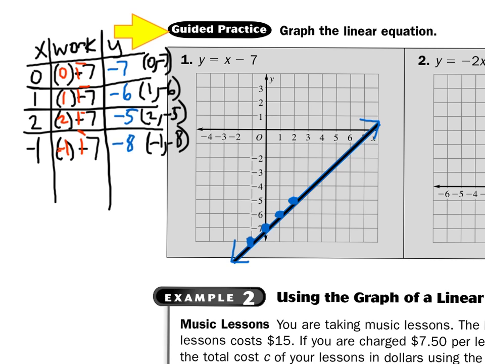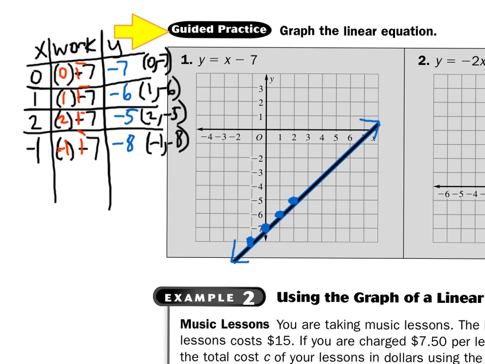So the first point we're going to graph is 0, negative 7. So write it right here. So start at your origin at 0, 0. And then 0 means you don't move right or left. The negative 7 means go down in the elevator to negative 7 and put a dot.